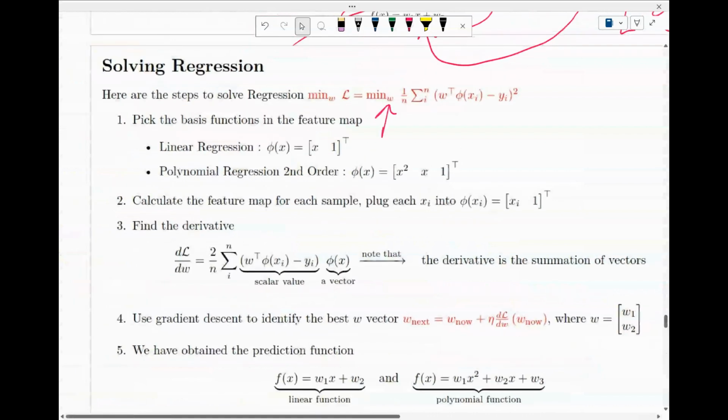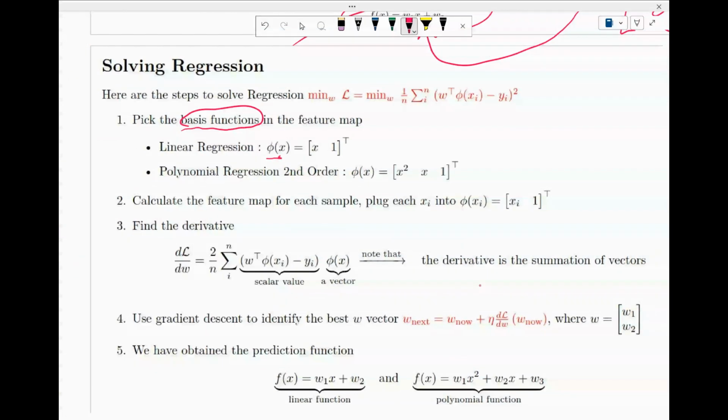So if you're trying to do this, your step one is to pick the basis functions you want. You can pick the basis functions as x and 1. Phi 1 is equal to x, phi 2 is equal to 1. If you do that, it's called linear regression. You can pick another one, polynomial regression. Then these are the basis functions.